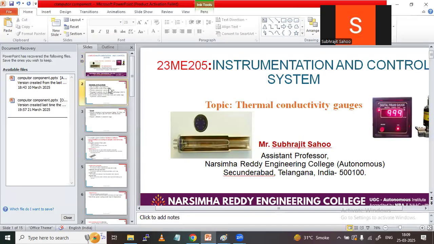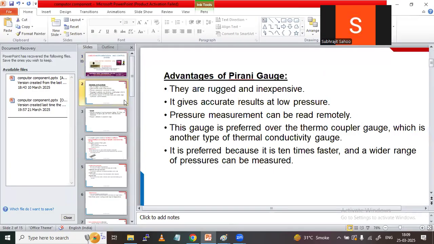Sir, observe here. What are the advantages and applications? It is used for vacuum pressure. I told already in the beginning what range of pressure it can measure, right? These are inexpensive, less cost. Rugged means robust, very strong, and can be read remotely. Pressure measurement gives results at low pressures. This gauge is preferred over the thermocouple gauge, which is another type we are going to discuss. It is preferred because it is 10 times faster and a wider range of pressure can be measured.